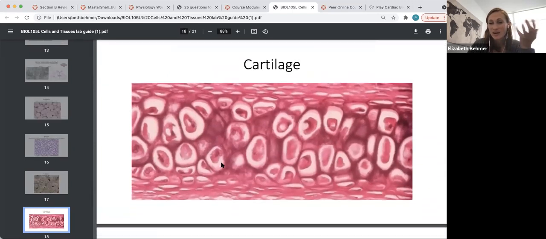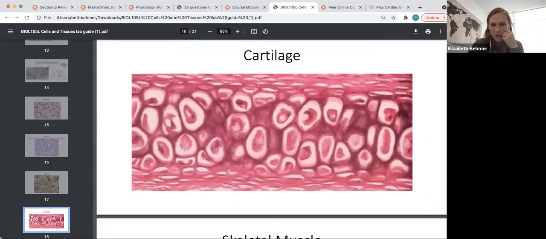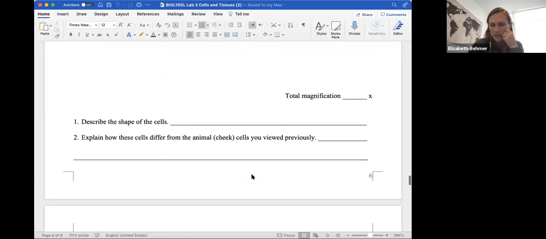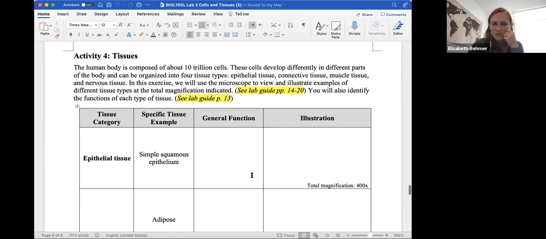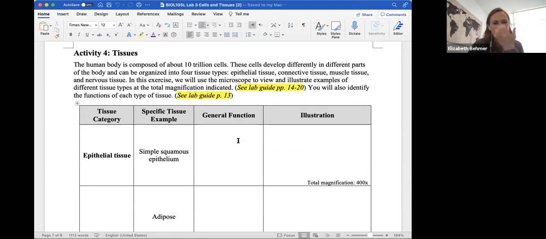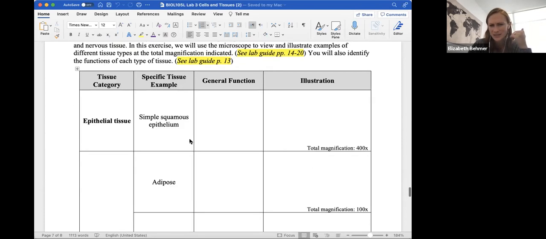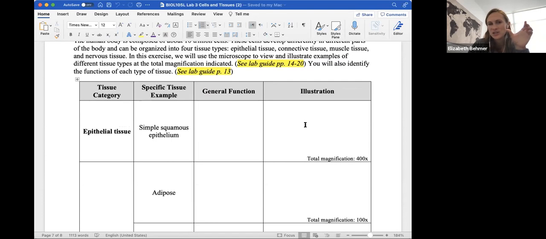Here's an example of cartilage tissue underneath the microscope. So in terms of your worksheet, what you'll be doing here is describing the general functions of each of these tissue types, and then just making your own drawing or illustrating.